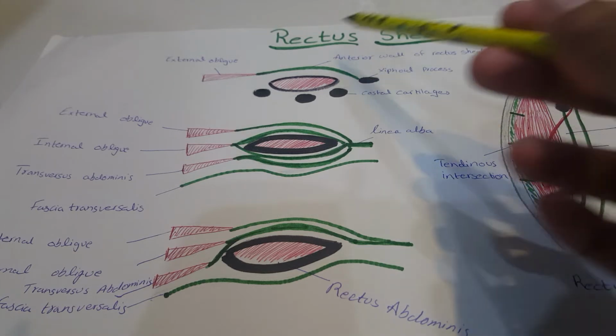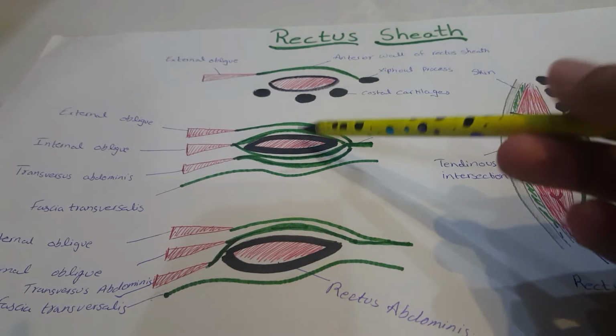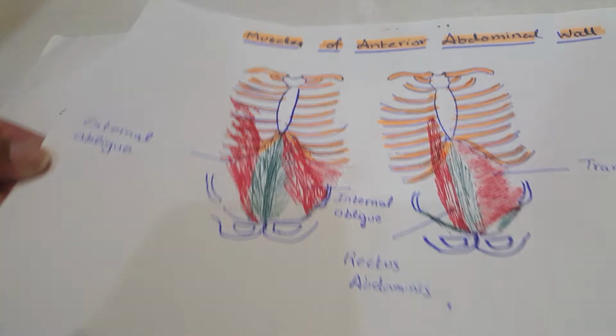Now let us discuss the rectus sheet. Rectus sheet is an aponeurotic sheet that covers the rectus abdominis muscle. In this diagram, I have drawn the rectus abdominis muscle. So rectus sheet covers this muscle. We have already discussed the rectus abdominis muscle.